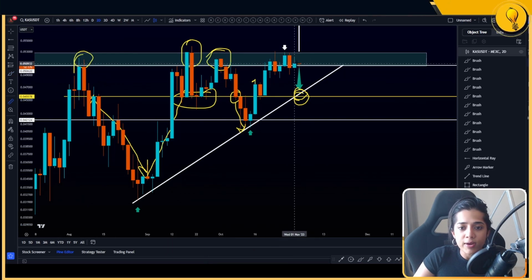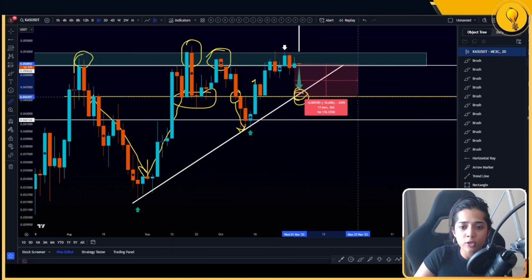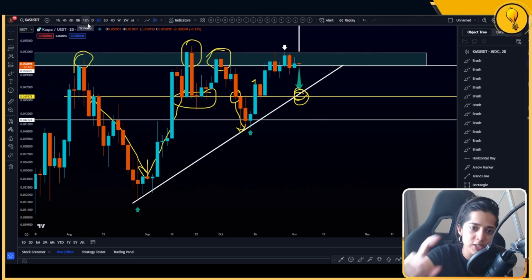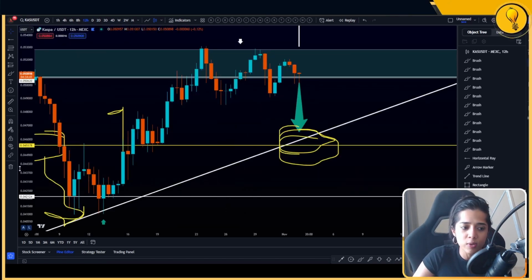From where price is at right now to that yellow line segment at around 0.045, that's going to be a good 10% to the downside. For those of you who want to know the criteria as to when to expect the breakdown, like I said, look towards the 12-hour dynamic.